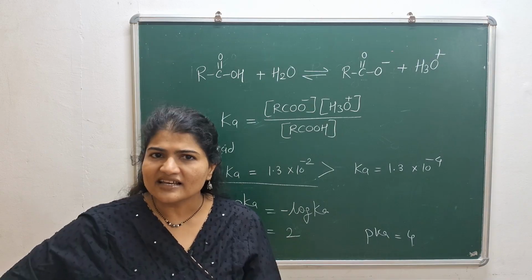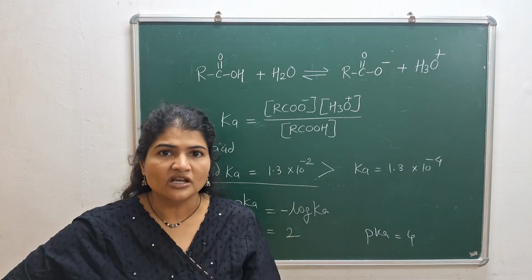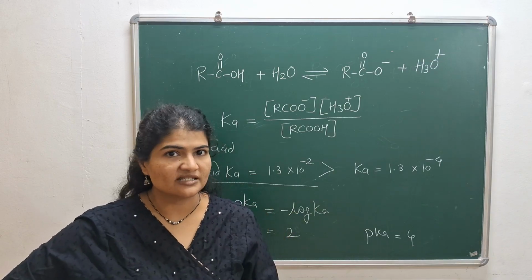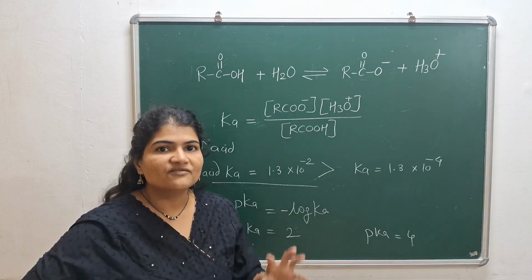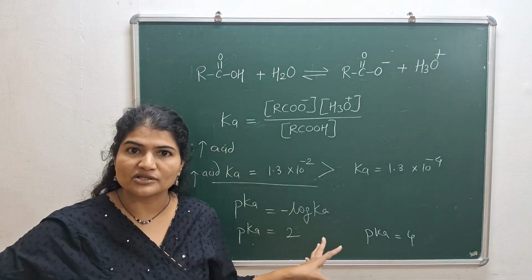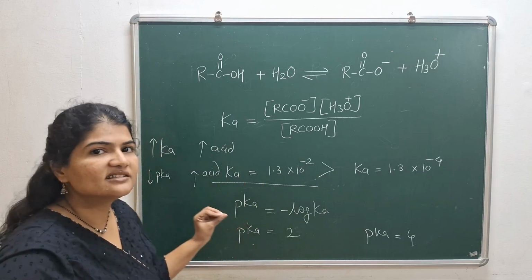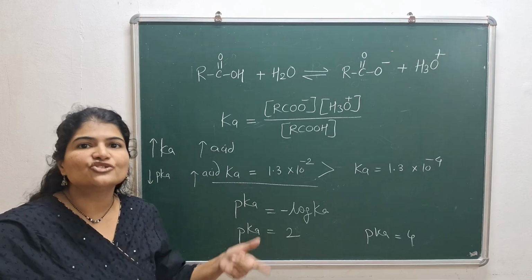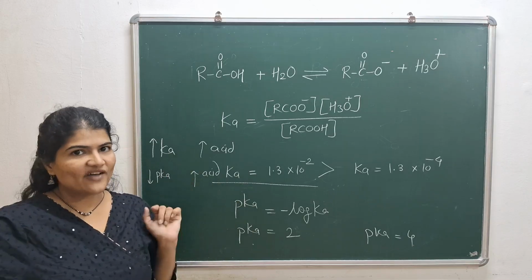As we discussed this, I think we have got a fair idea of carboxylic acids and their acidity: why they are acidic, how they lose their proton, how the carboxylate ion acquires stability through resonance, what the acidity constant is which governs the dissociation of carboxylic acids, and we have also discussed the values of Ka and pKa and how they can be used to interpret the strength of acids.